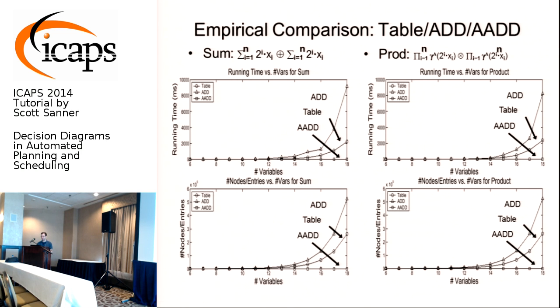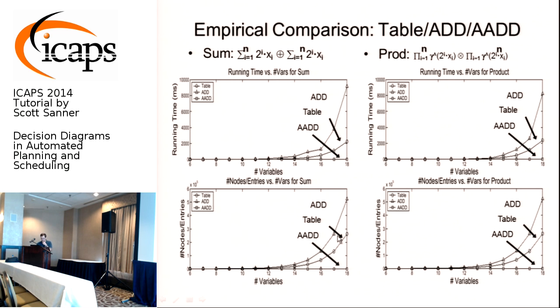The ADD would be more compact than the table, more or less, and the Affine ADD would be more compact. These functions here are the worst case for ADDs. They're always exponentially sized, right? Every leaf value is different. So certainly, you're going to pay an overhead for having the ADD. The table is more efficient in that case.